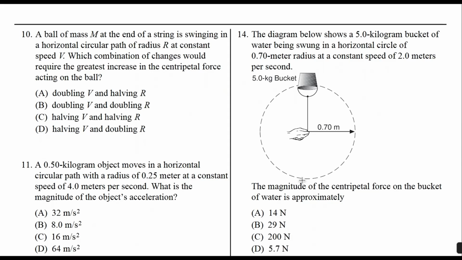All right. Here again, another question where they want to see which one gives us the greatest increase in the centripetal force. So because of the equation, mv squared over r being equal to the centripetal force, there is an inverse relationship with radius. So we want to be decreasing the radius if we want to increase the force. So halving the radius would be one thing that we want to do. And then as far as velocity, it doesn't have a direct relationship per se, but the force is proportional to v squared. So as velocity increases, so does the force. So we want to increase the velocity. So increase the velocity and decrease the radius.